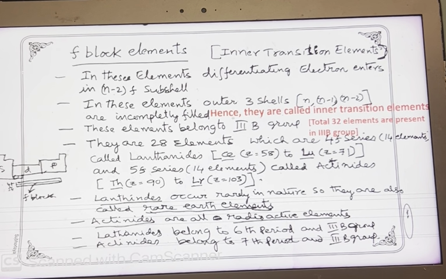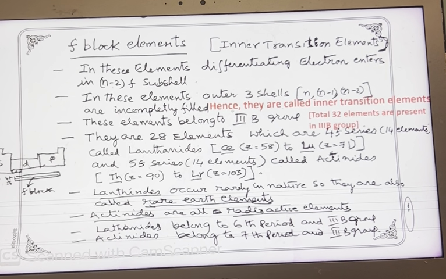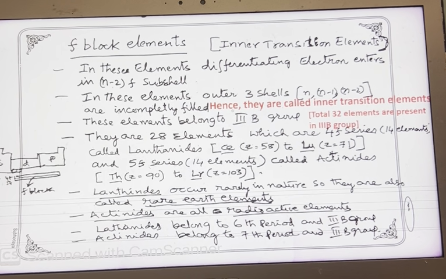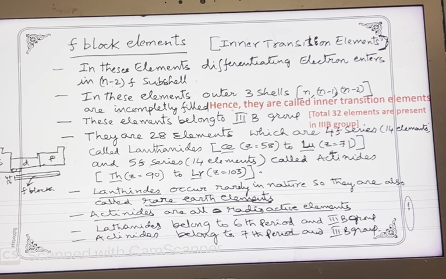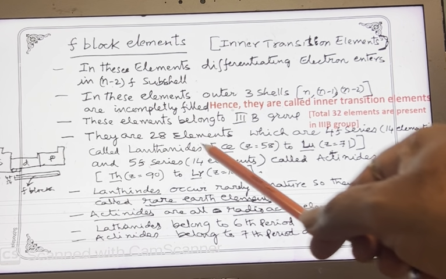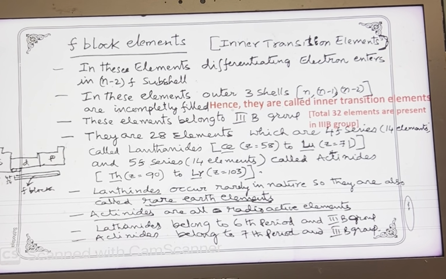The f block elements are 28 elements, which form the 4f series and the 5f series. In the 4f series, the differentiating electron enters the 4f subshell. The f orbital can accommodate 14 electrons, so you will get 14 elements. Those 14 elements of the 4f series are called lanthanides.